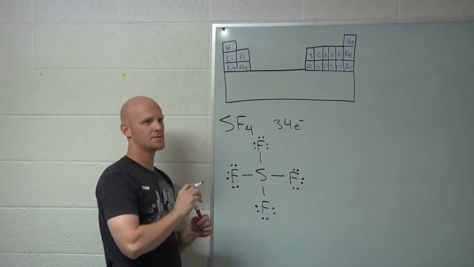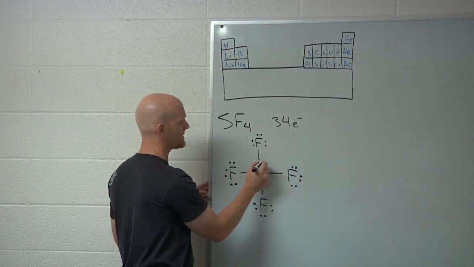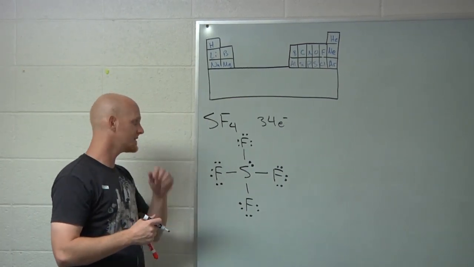Do I have any electrons left? Yeah, and at this point, any electrons left always go on the central atom. So the 2 I have left to get to 34, just got to make room and put them on the central atom as a pair.